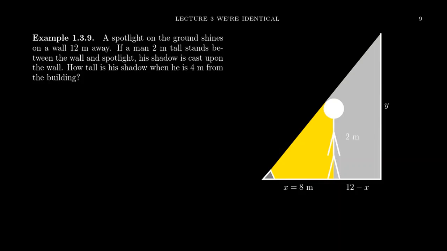And so if he's 4 meters from the building, that means since the spotlight and the wall are 12 meters apart, he'd be 8 meters away from the spotlight. And so you can take 12 minus 4. That's where this 8 came from, just so you're aware.